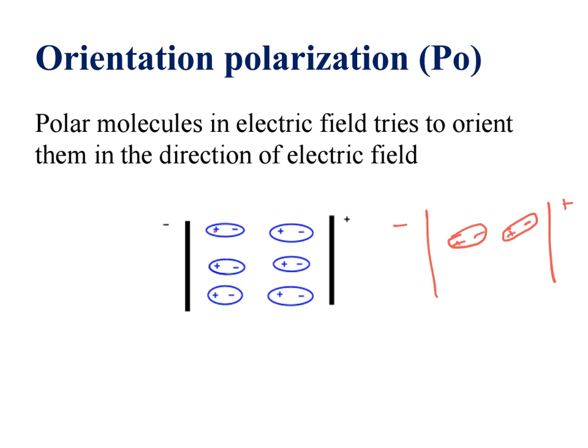See what is the difference here? Instead of aligning in this fashion, it will slightly align in this fashion, because due to thermal agitation the molecule is always having movement in all directions. So it is not completely in this fashion like a static. Always it will be there in a dynamic fashion.